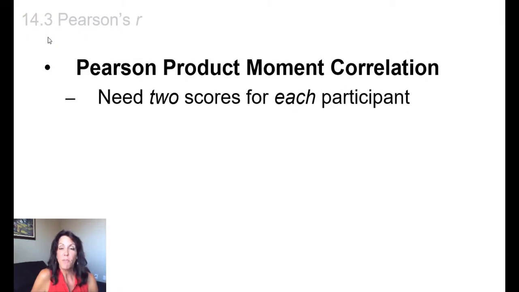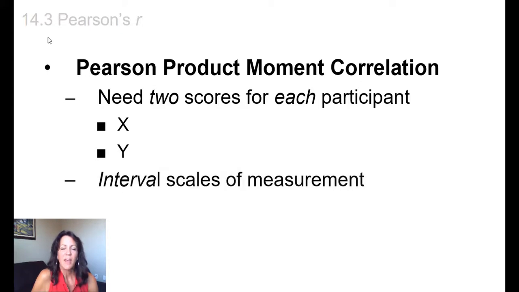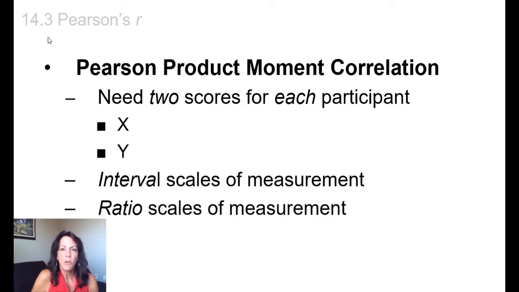So there are some very specific requirements for the Pearson's R. You need 2 scores for each participant, an X score and a Y score. And we can only use interval and ratio scales of measurement. You can't do a Pearson's R with nominal or ordinal scales. There's other ways of working out correlation with those types of scales of measurement. But for Pearson's, we can only have interval or ratio scales of measurement.